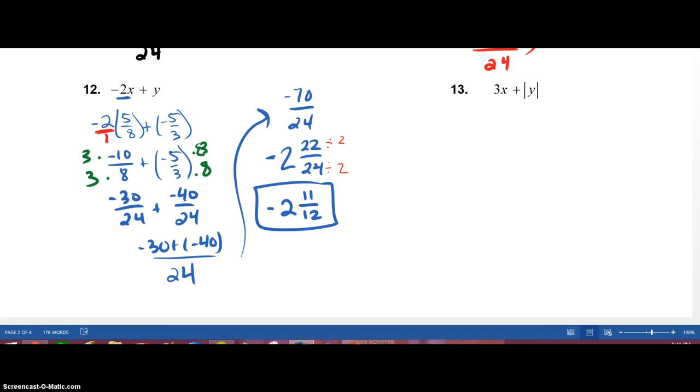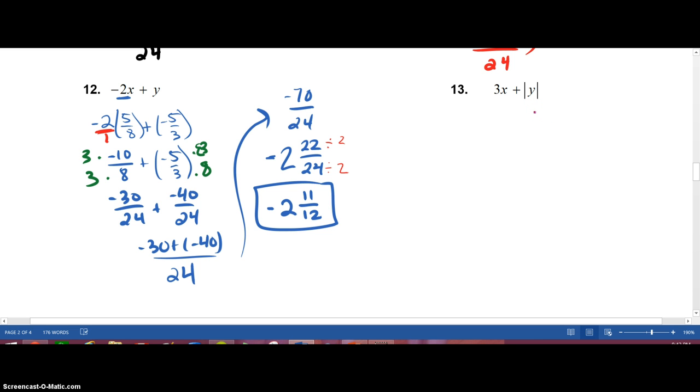Now 13 looks a little bit weird as well. We have a coefficient again, so 3 times x, or in this case 3 times 5/8 will be the first part. But then we have this y here, and this is the absolute value of y. And now remember, the absolute value is the distance that number is from 0 on a number line, and we know that distance is always positive. So whatever the value of y is needs to be positive when we find that absolute value.